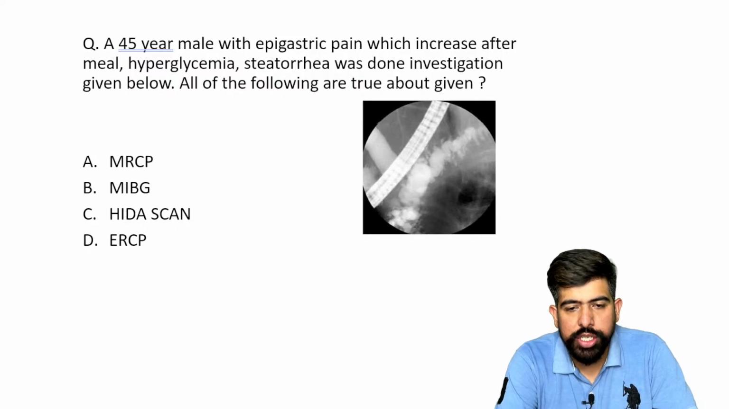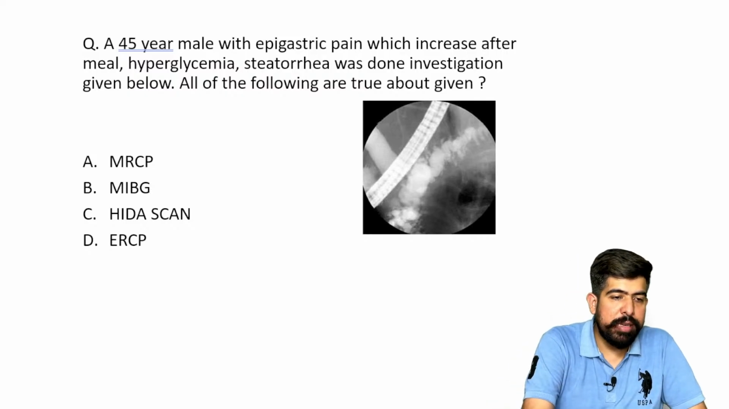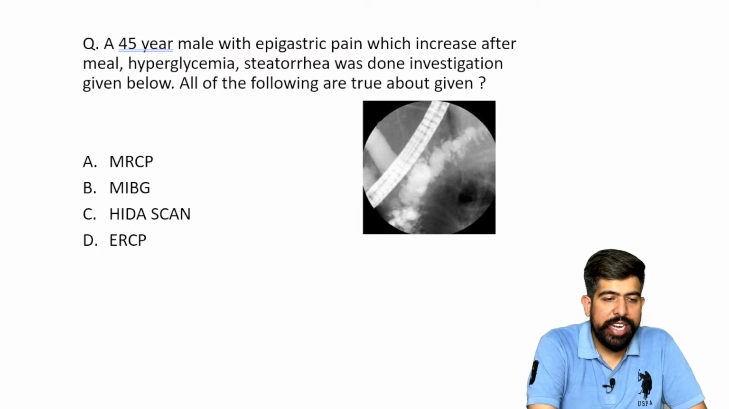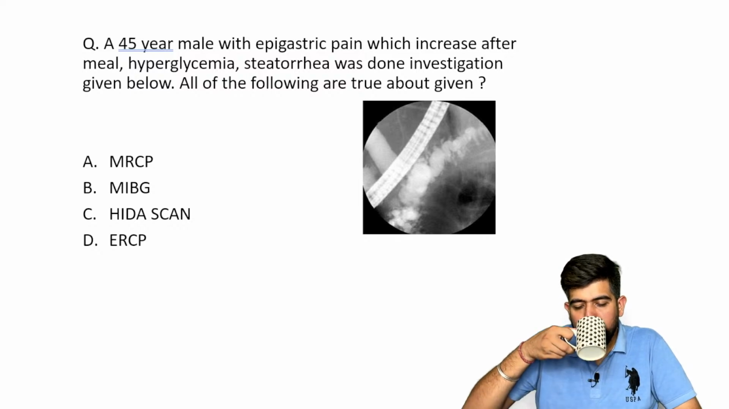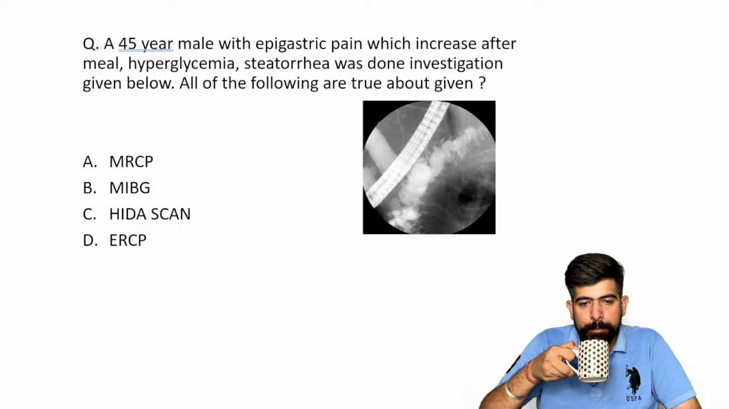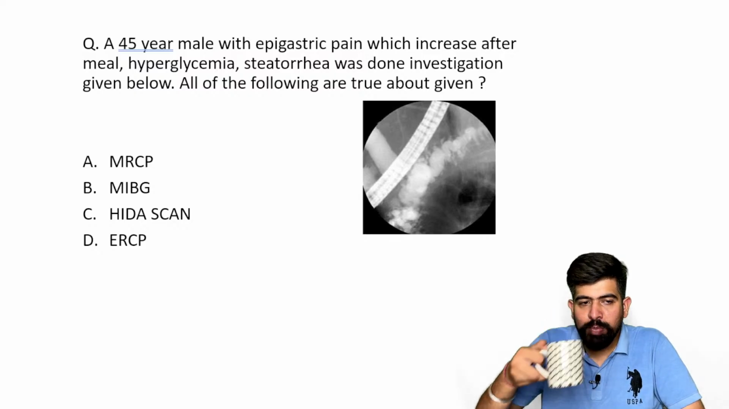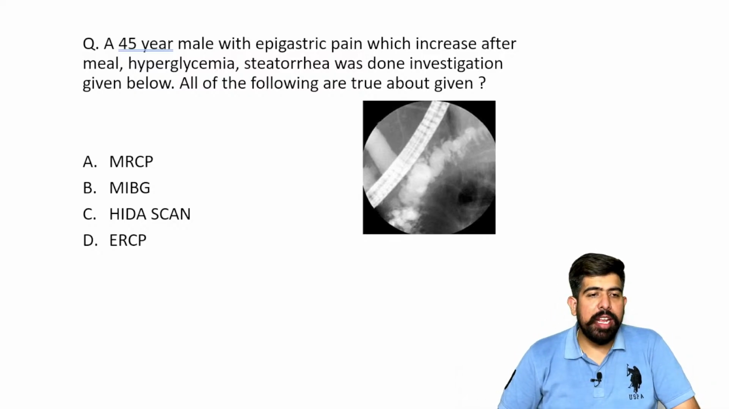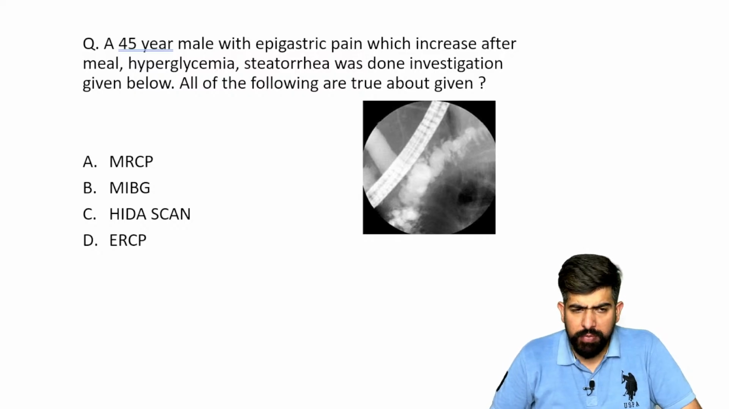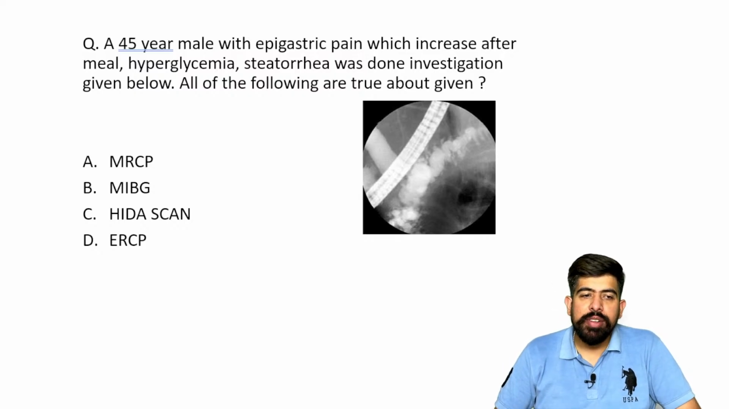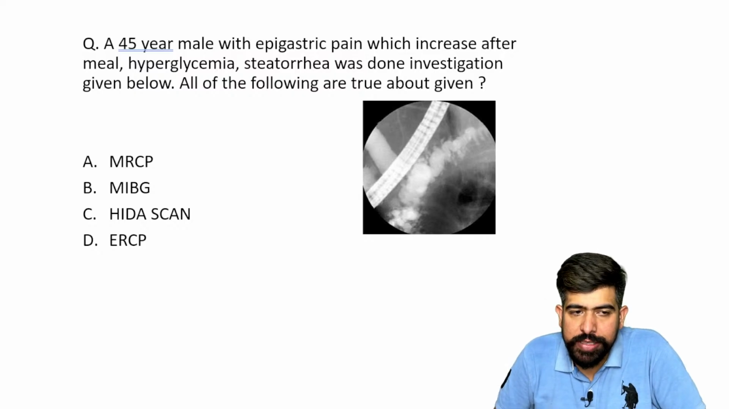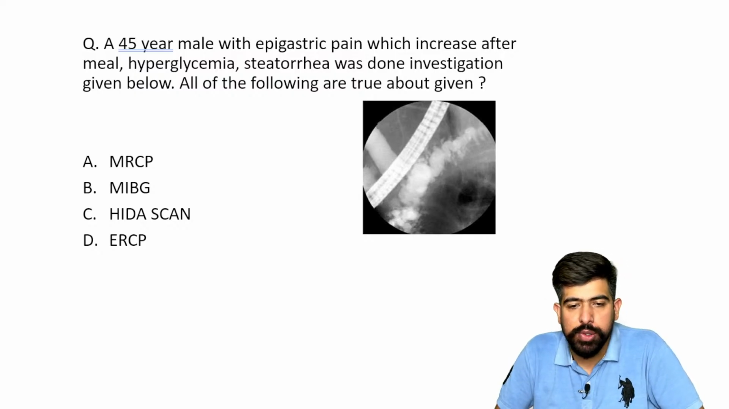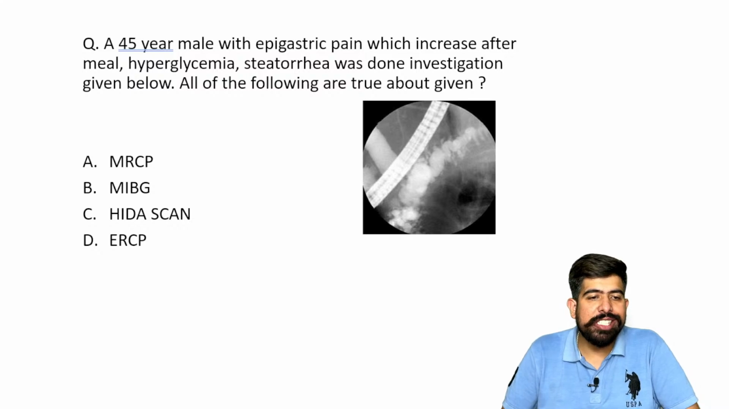Guys, the next question is in front of your screens. I'm waiting for your answers in the chat box. All of these are important radiological MCQs. Please try to reply. The image shows a 45-year-old male with epigastric pain that increases after meals. The patient has hyperglycemia, and also steatorrhea.